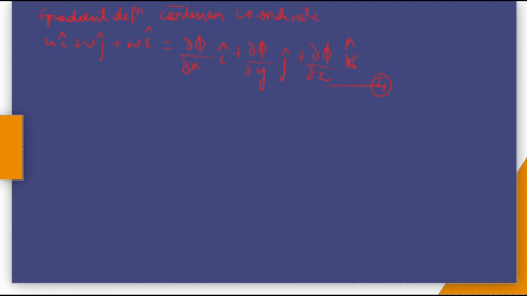Now if we look at this equation, the coefficients of the like unit vectors must be equal. Which means I can write u as dou phi by dou x, v as dou phi by dou y, and w as dou phi by dou z, right? So let us say this is our equation 5.